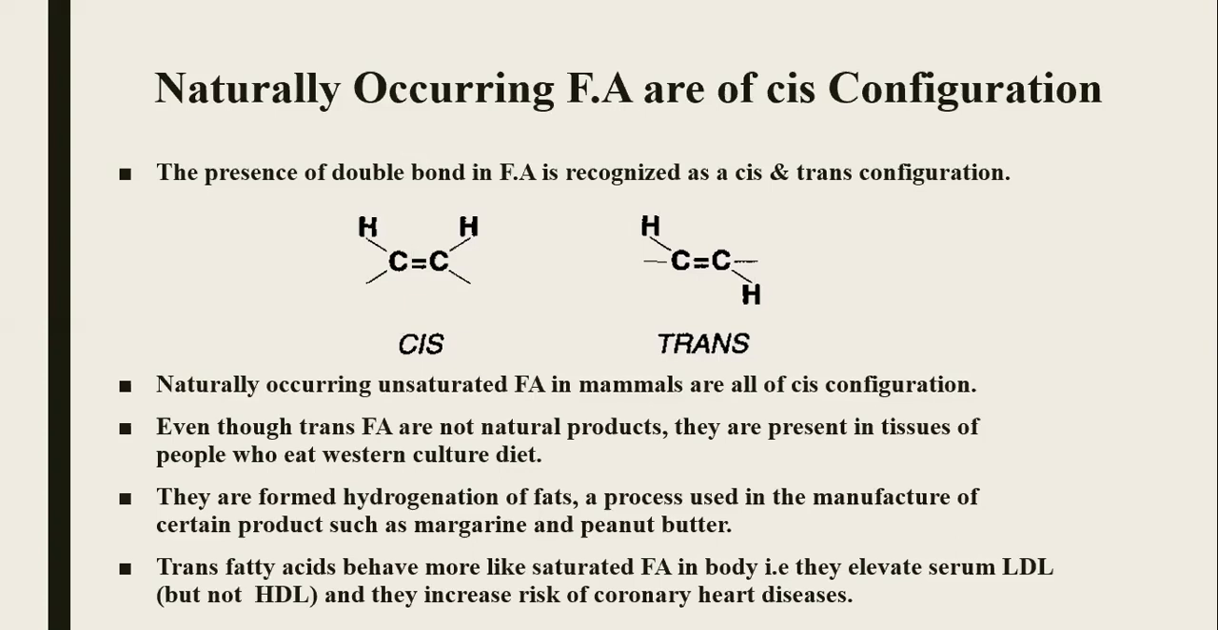Even though trans fatty acids are not natural products, they are also present in tissue in people who use a Western culture diet or bakery items. These trans fatty acids are formed by hydrogenation of fat. When hydrogen gas is passed at high temperature, this results in the formation of trans fatty acids, and they are used in the manufacture of certain products like margarine, butter, and peanut butter.